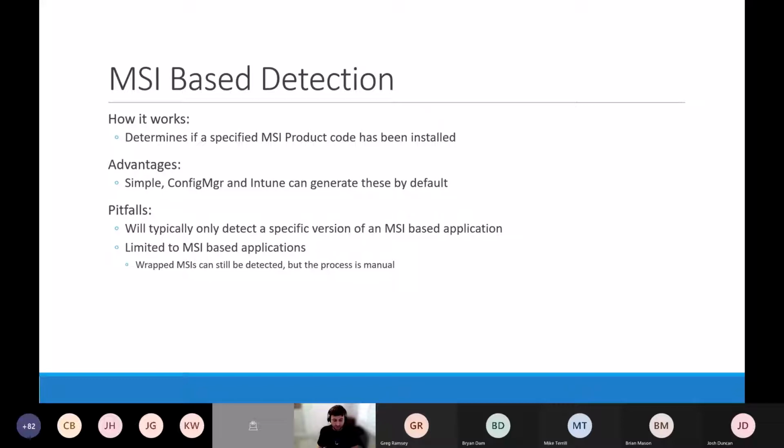I think it's really funny. In Config Manager, when you bring in an MSI, you have the option to also select a version, but for like 99.9% of MSIs out there, the product code changes with the version. So detecting the product code and the version is usually moot anyway. There's no real point in actually doing it. It's also limited to MSI-based applications, with the exception of exe-based installers that are just wrapped MSIs. You can get it from those, but you have to do it manually.